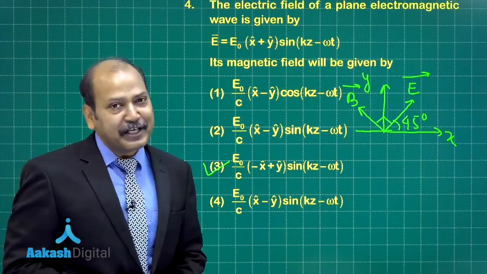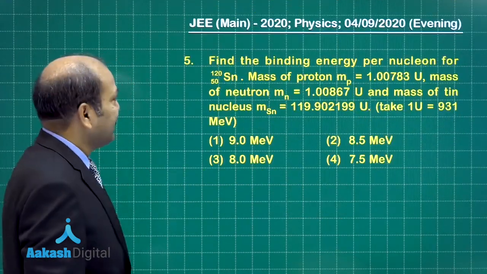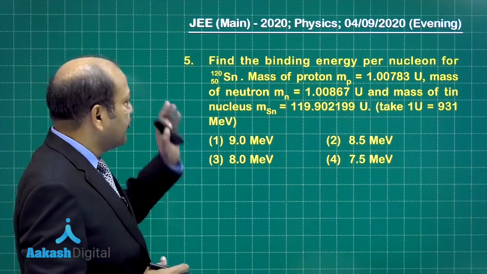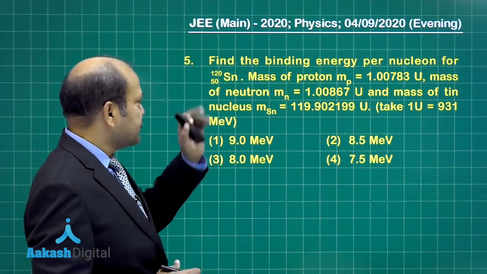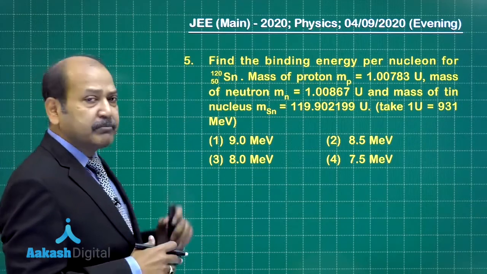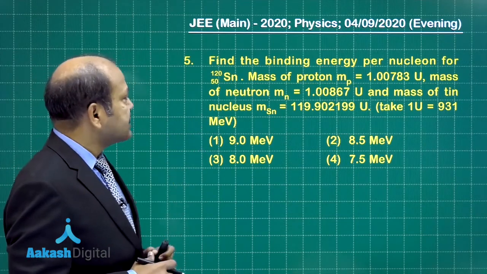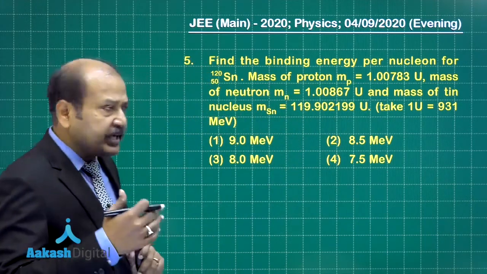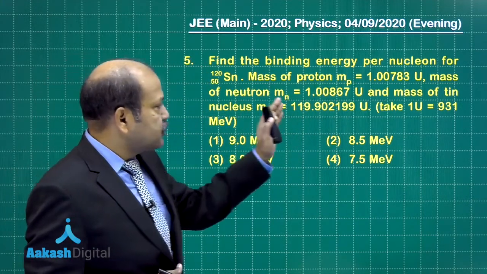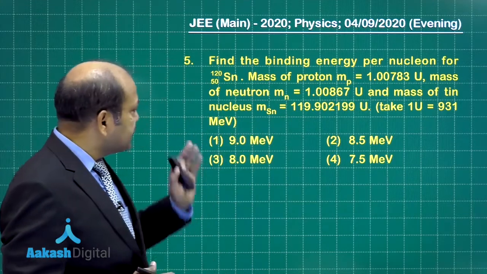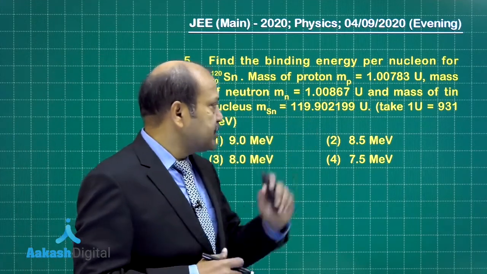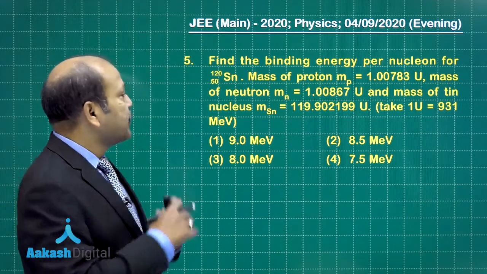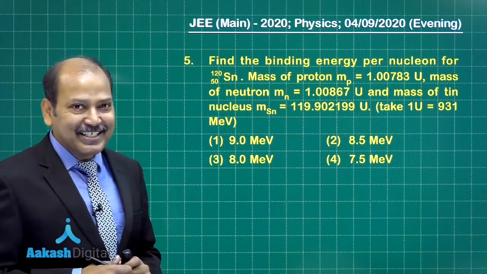Let's go to the next question now. This one says find the binding energy per nucleon for tin whose atomic number or the proton number is 50, the mass number is 120. Mass of proton has been given in terms of atomic mass unit, mass of neutron is also given, and mass of the tin nucleus is also given to us. We have to find the binding energy per nucleon for this particular nucleus.